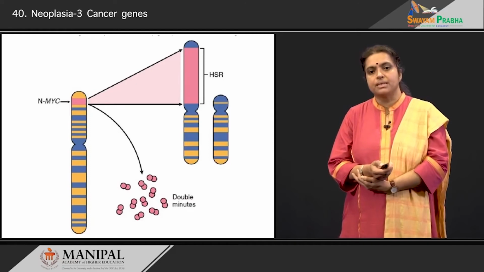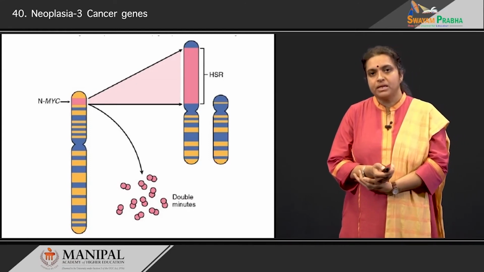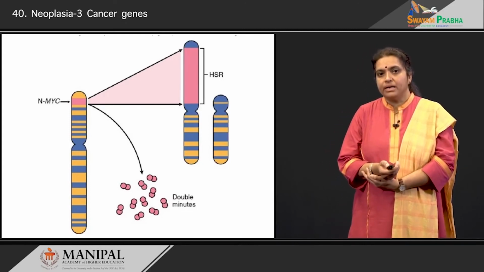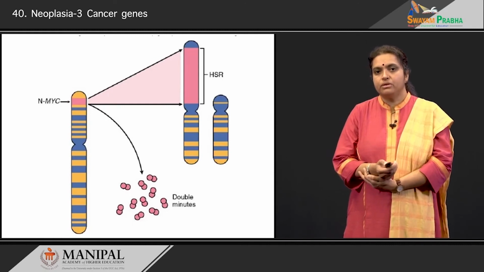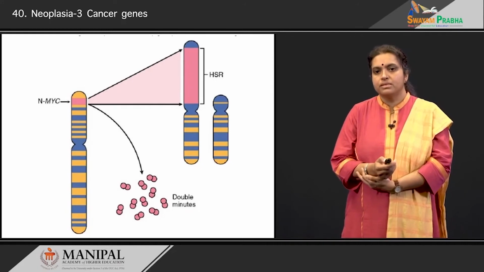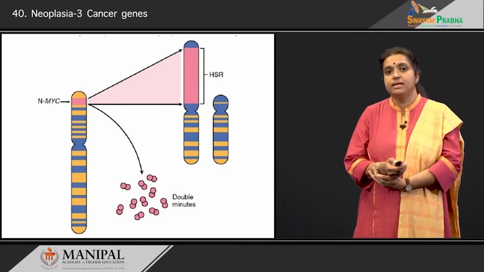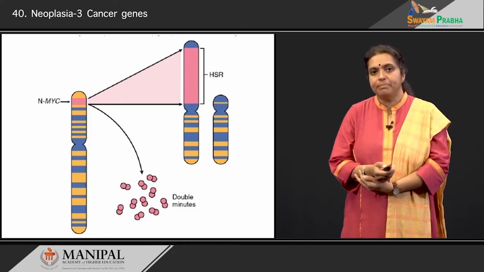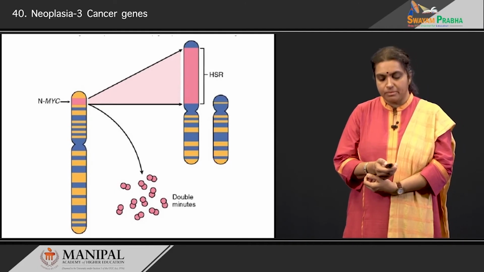One is what are known as double minutes, and the second is the homogeneous staining region. It is called that because that entire band of chromosomes will not show banding. As we know, in normal karyotyping you get bands within the chromosomes. So, this is expanded to such an extent that this region lacks the normal banding pattern that we see in chromosome banding.